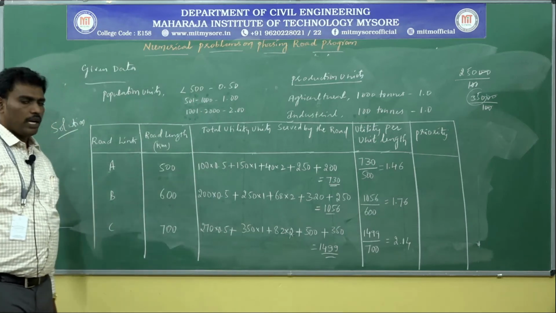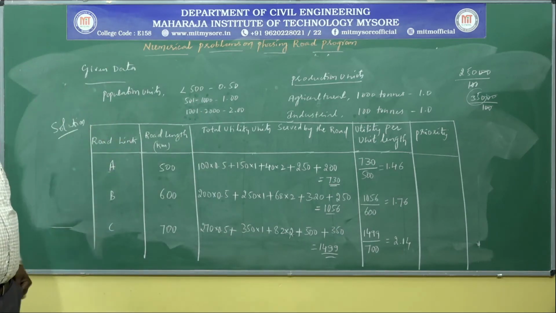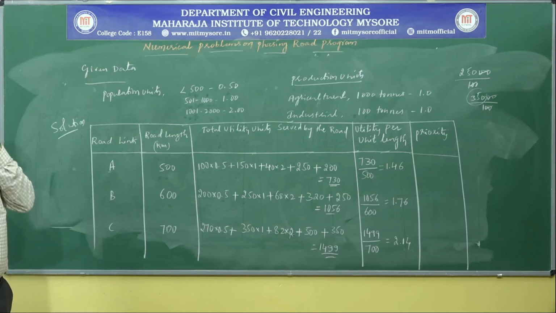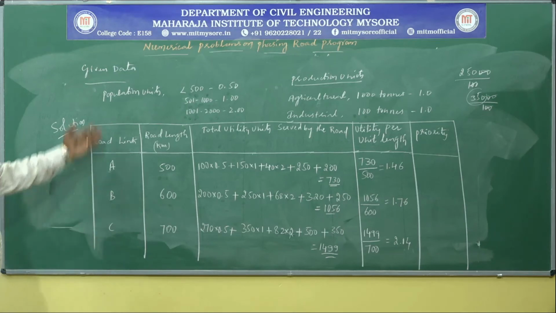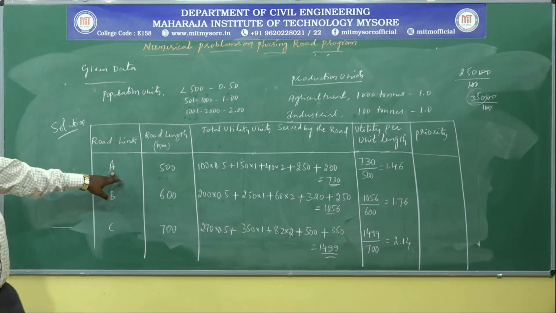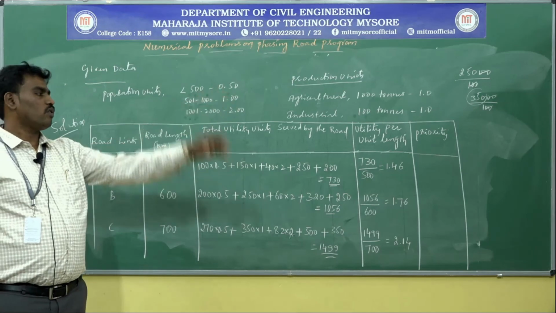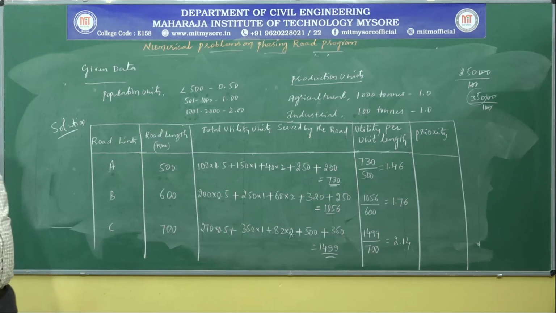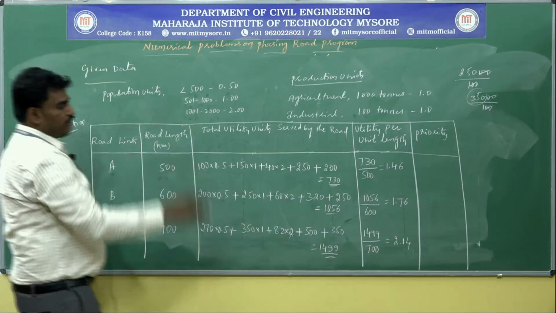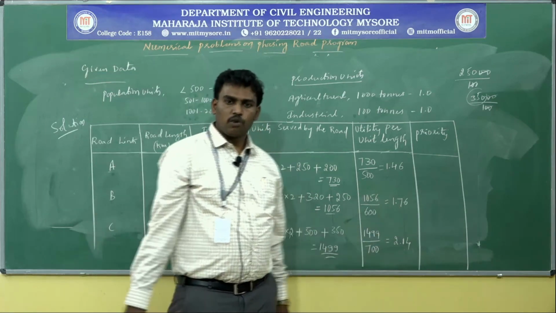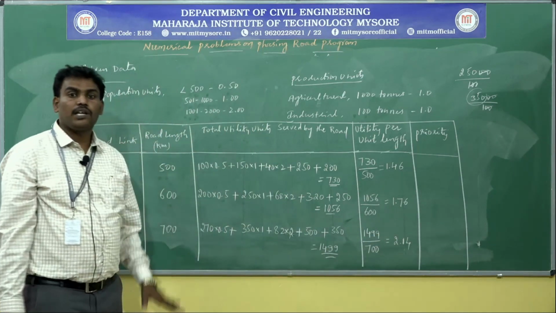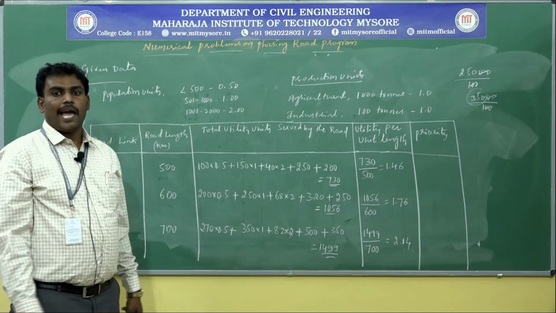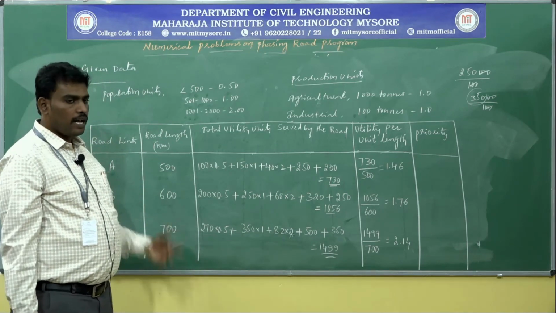This is the saturation system, or maximum utility approach, for phasing the road program. See here: for road link A, we get about 1.46 as the utility per unit length; road link B, 1.76; road link C, 2.14. The only thing left is to fix the priority, that is, phasing of the road program based on the maximum utility per unit length.